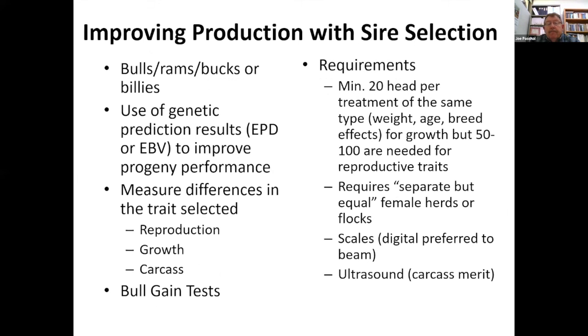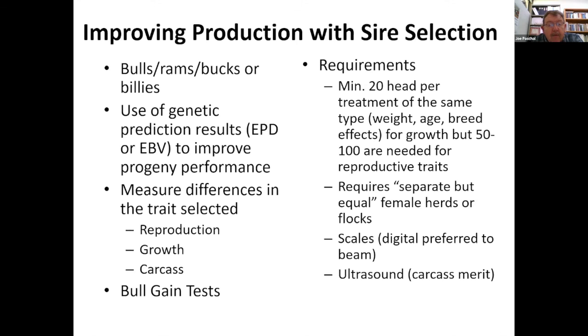On the sire side, I know that we have a buck and a ram and a billy test out at the San Angelo station. If you have producers that participate in that, perhaps you could use that information in a result demonstration. Or sire selection, the use of EPDs in cattle or EBVs in sheep and goats to improve progeny performance. I mean, there's a whole bunch of things out there that can be used.